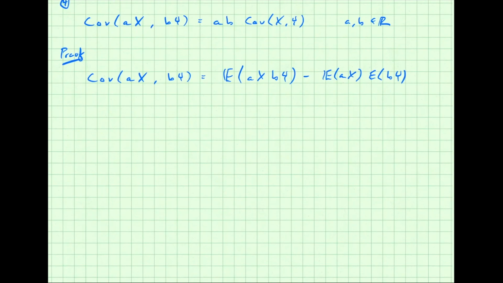Okay, and just by properties of expected values, the constants can come out of this, right? So this is AB times the expected value of XY minus AB times the expected value of X times the expected value of Y. And so factoring out the AB from both of those terms, this is AB times the covariance of X and Y. So that's the end of the little proof.